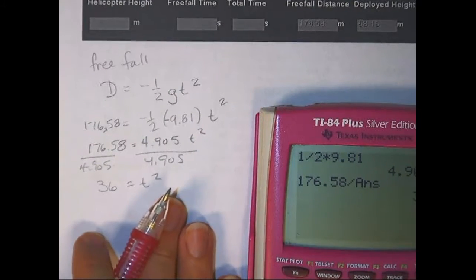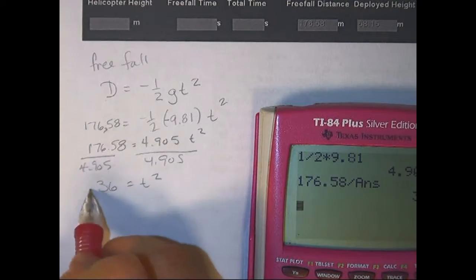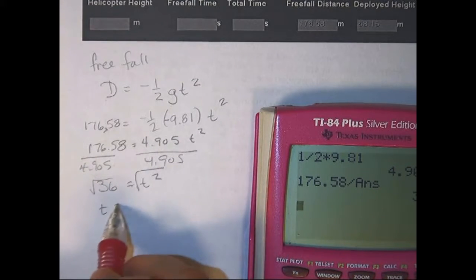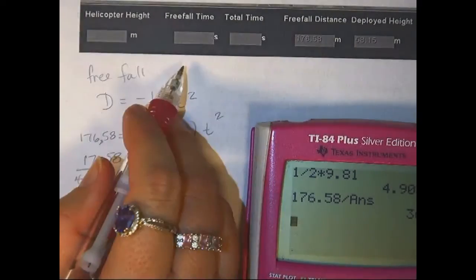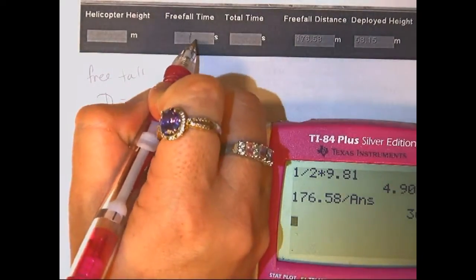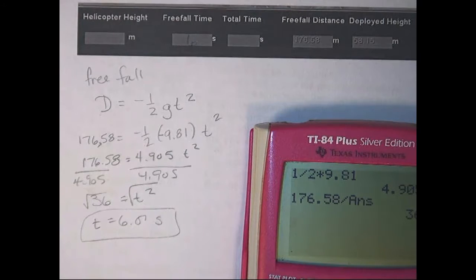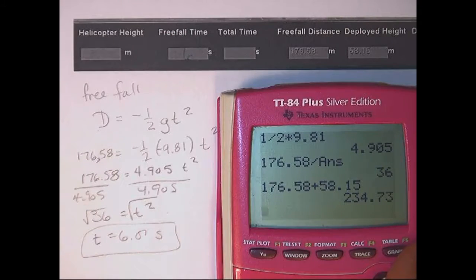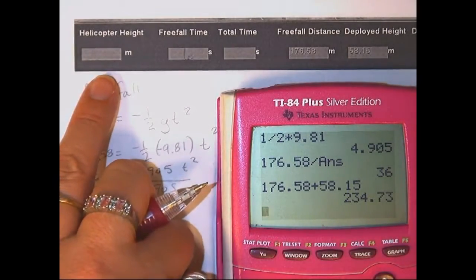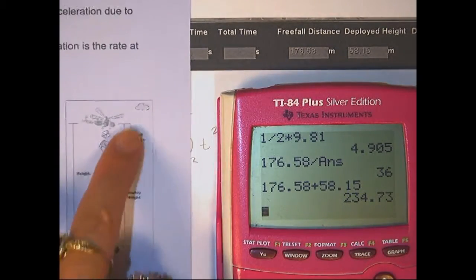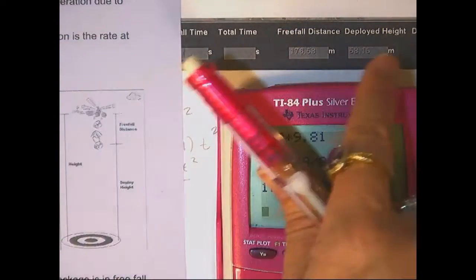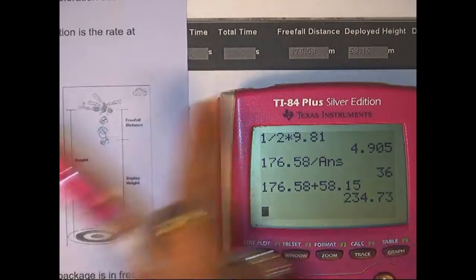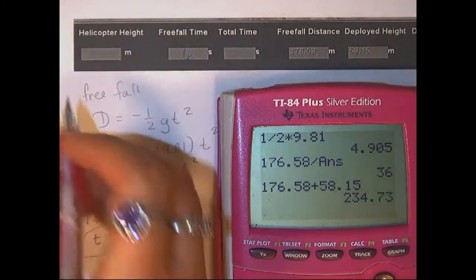Now, how do I finish solving this? That's right, when I've got it squared, I take the square root. And I get 6 seconds. Now I know the free fall time is 6. And now I can do the other parts there. The height of the helicopter is easy because we know the free fall distance right there, and we know the deployment height right here. So to get the total height, we just add those together, and I got it right here.